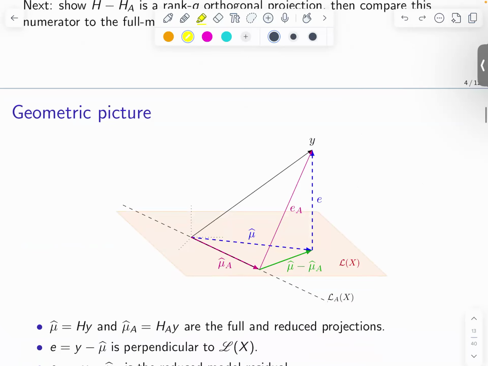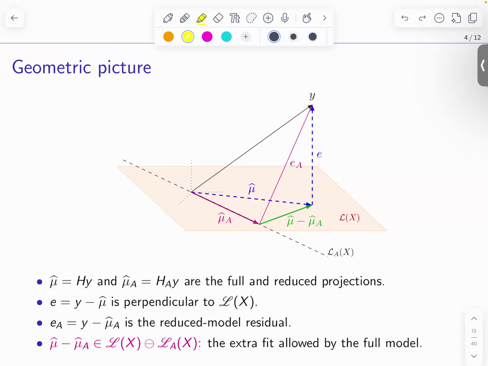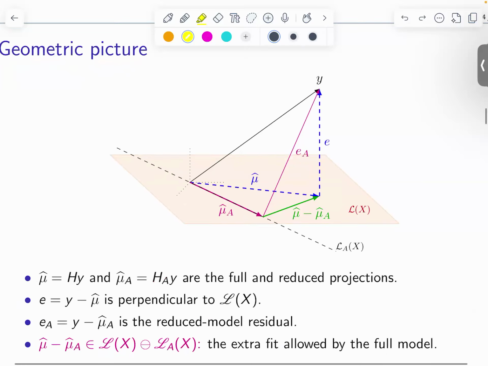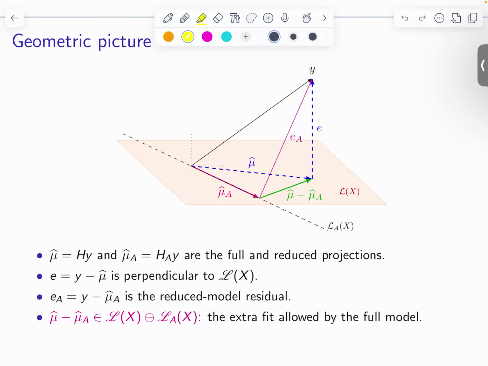Okay. Let me do the geometric picture first. This geometric picture is going to help us a lot in general. So this is the general picture. When you have noise, y is mu plus epsilon, and epsilon is pushing it outside L(X). Although the mu is in there, I'm not showing the mu here. The y is not going to be there.